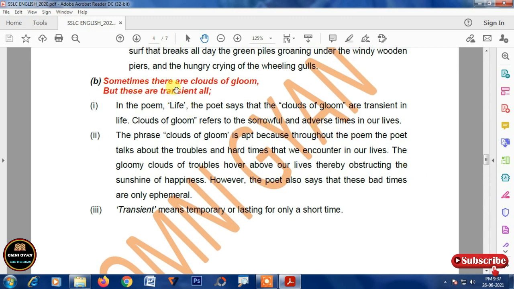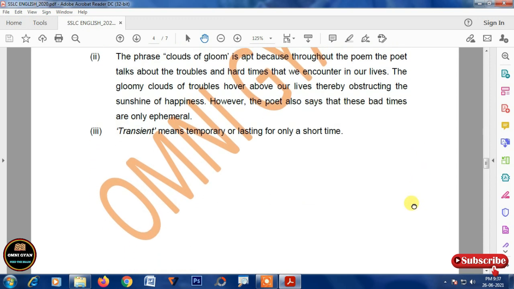Sometimes there are clouds of gloom, but these are transient all. So this is from the poem Life, as I've written down here also. The first question here was, what do clouds of gloom represent? So in the beginning again you have to write that these lines are an extract from the poem Life, written by Charlotte Bronte. Then you have answer number 2, you have answer number 3. You can pause the video and write down the answers. I am scrolling.